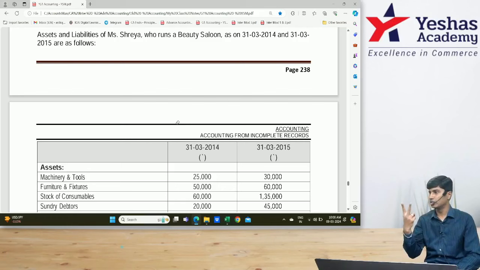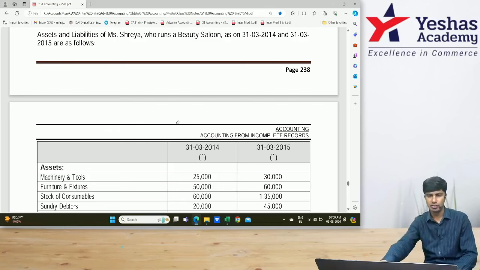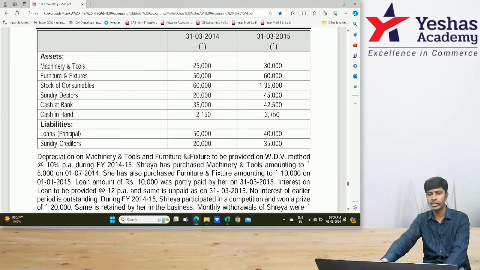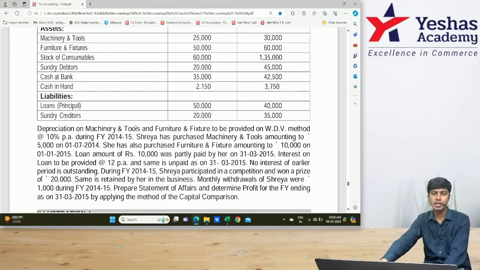So they've given 2 years, 14, 15. They've given the list of assets and liabilities. So we'll write all the assets on the asset side, these liabilities on the liability side. We'll find capital as balancing figure, opening and closing. Then we'll do statement of affairs. Quickly read, what is the information that they've given?